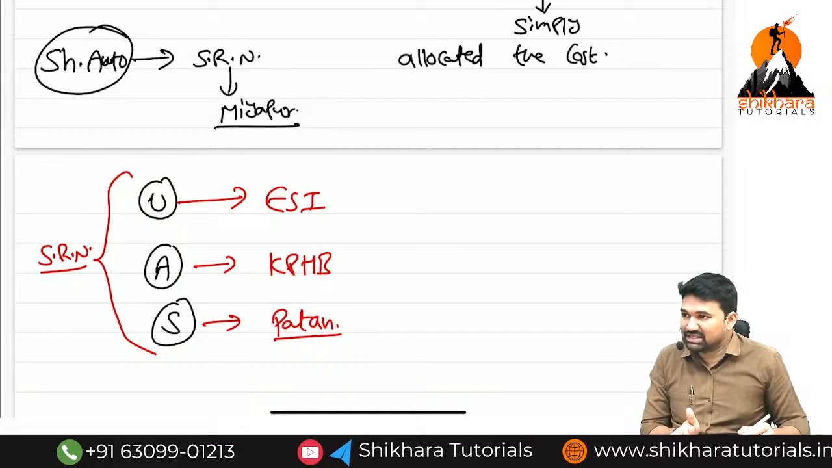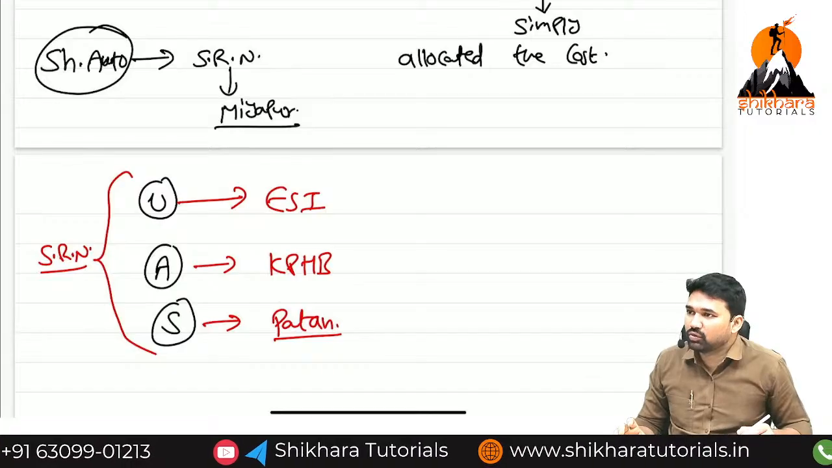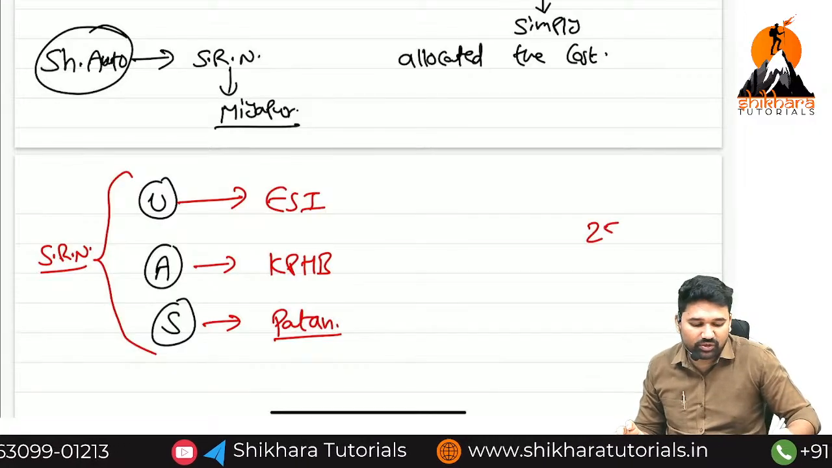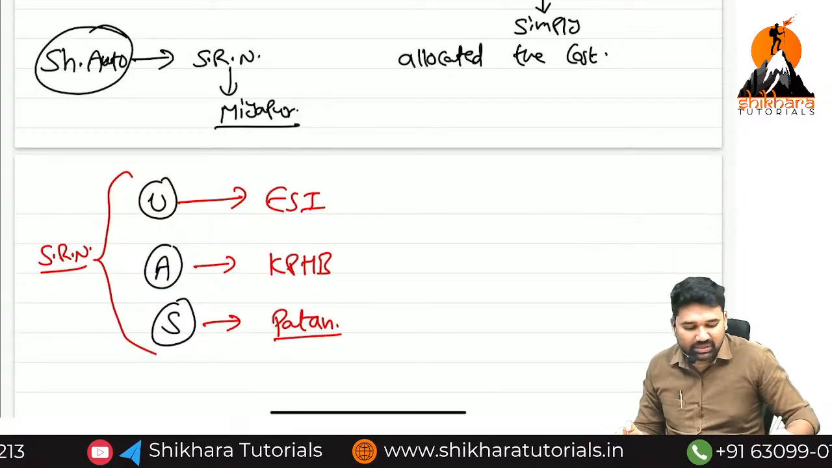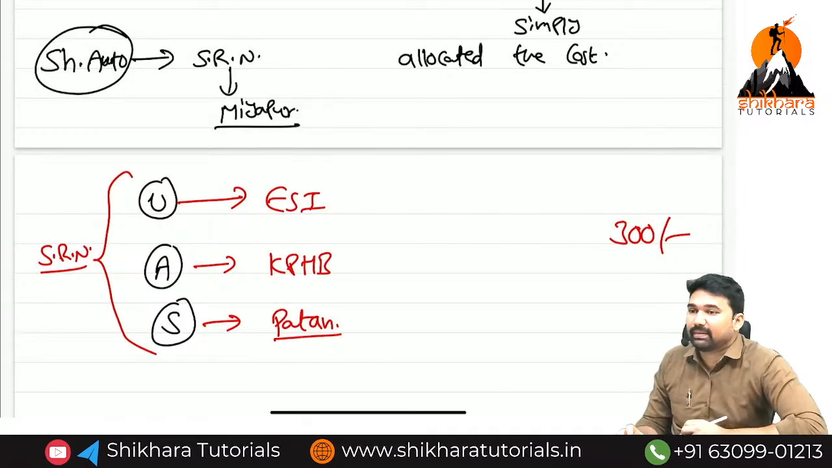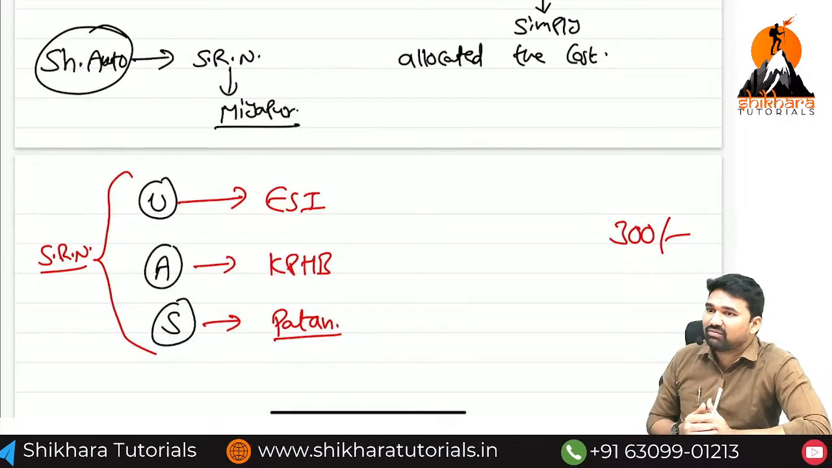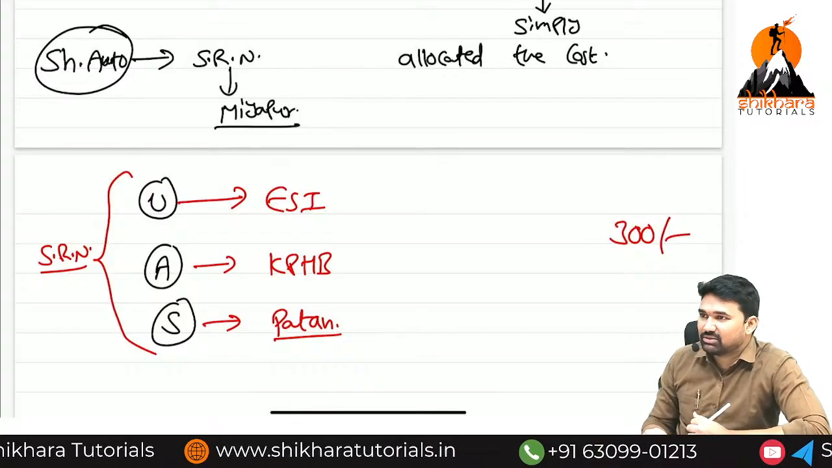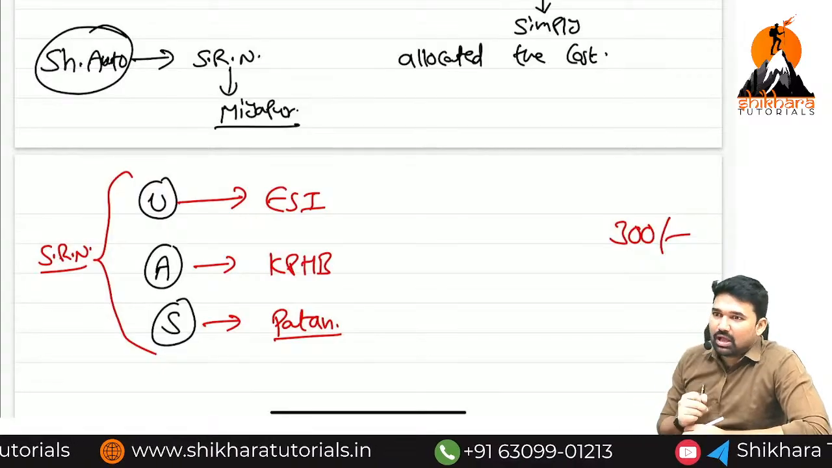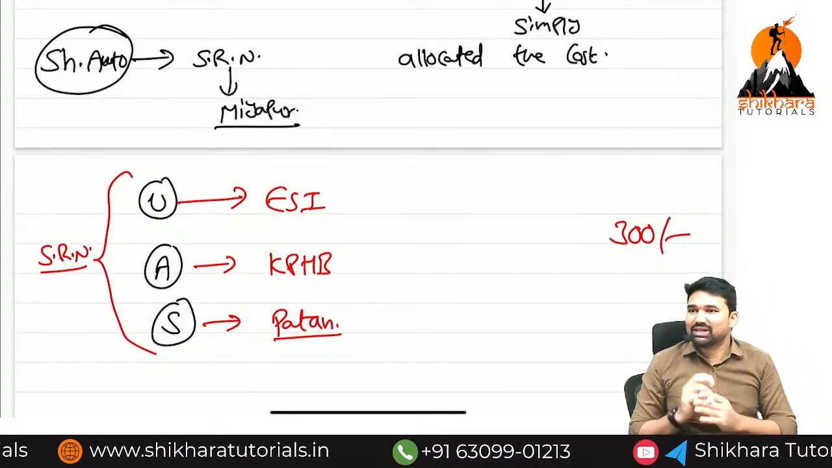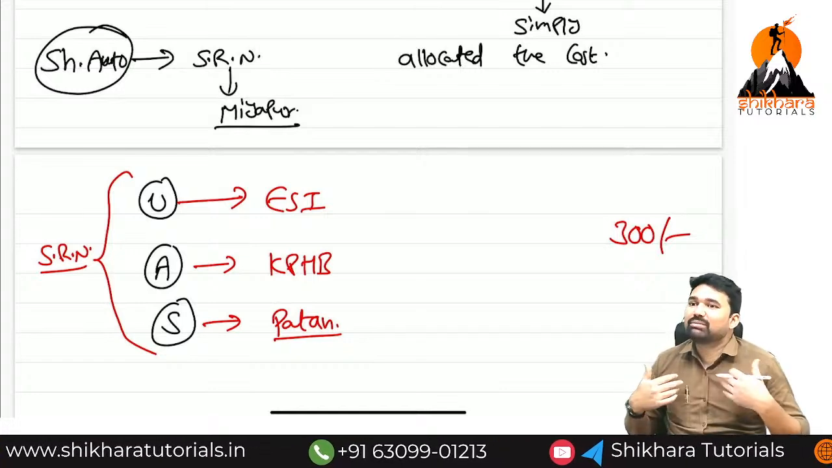So from SR Nagar to Patancheru, the fuel consumption for the auto will be somewhere around 250 rupees, or we'll simply assume it as 300 rupees. What is the final destination for the auto? Patancheru. From where is it starting? SR Nagar. So from SR Nagar to Patancheru, what is the fuel cost for the auto? How many persons boarded the auto? 3 persons. Now I am the auto driver.